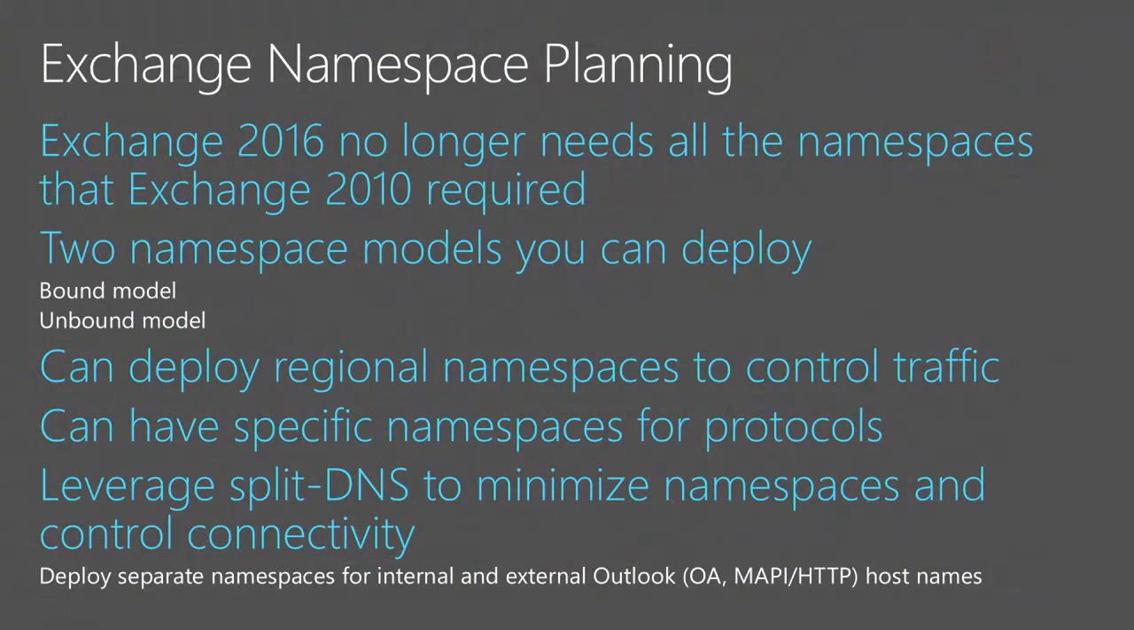All right, so the good news is we don't need the same amount of namespaces that we needed back in 2010. In fact, that largely changed for us primarily in Exchange 2013, but the same thing still holds true in Exchange 2016. When we talk about namespaces, there's 2 different models that you can deploy. One is a bound model, the other is an unbound model. I'll show you what both of those mean in a bit.